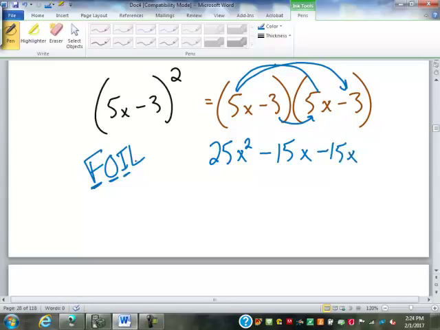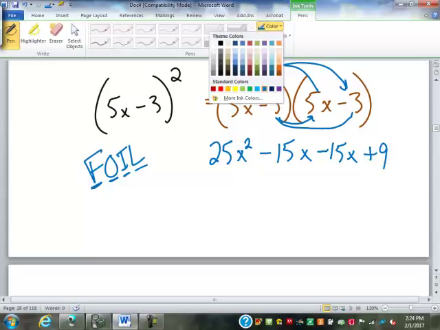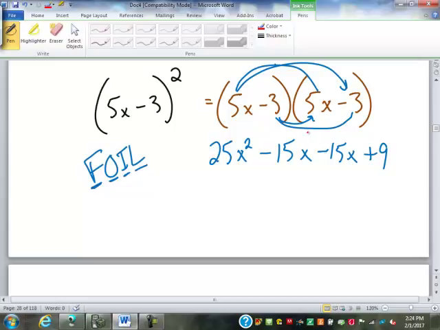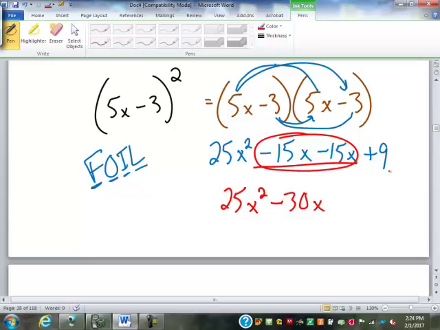And the L means we're going to multiply the last. Negative 3 times negative 3, which is positive 9. Good. What can we combine? Negative 15s. So 25x squared, this becomes negative 30x, and then the positive 9. Anybody get that on their own? Cool.